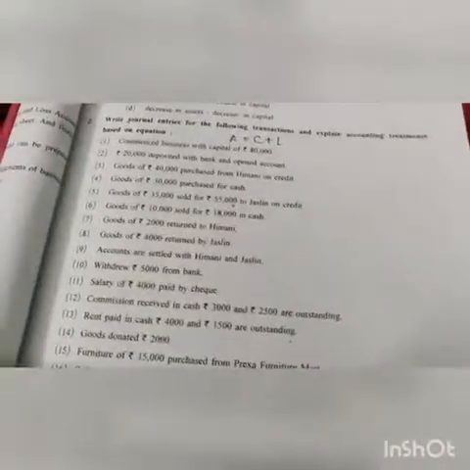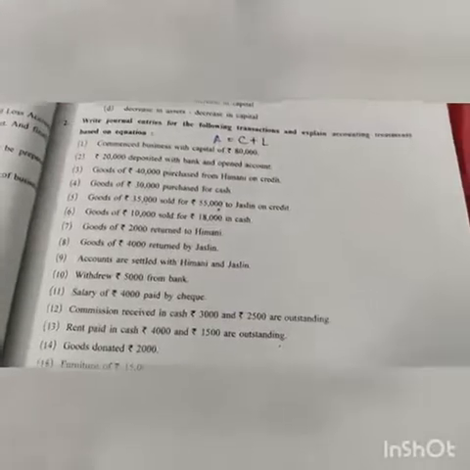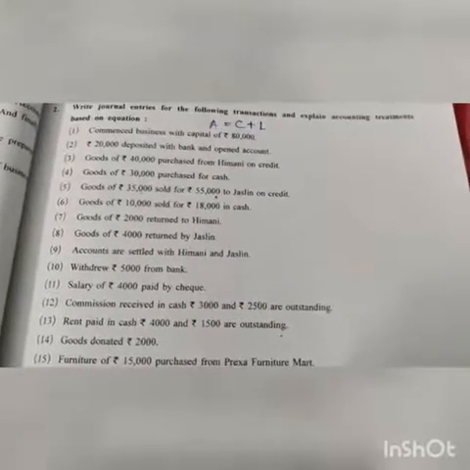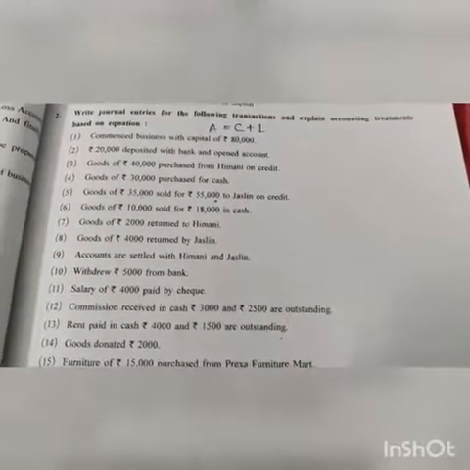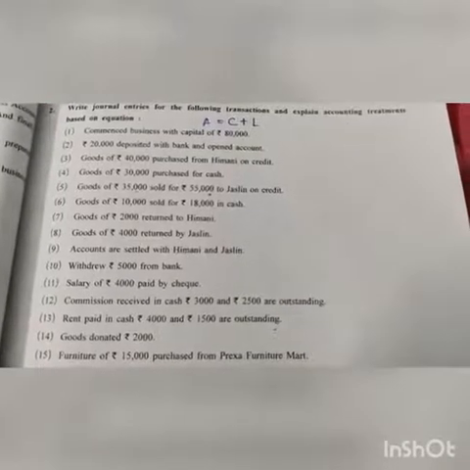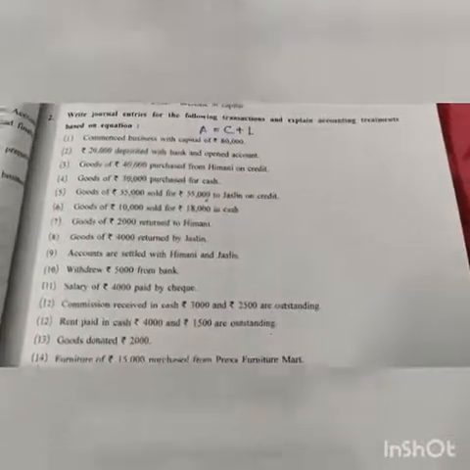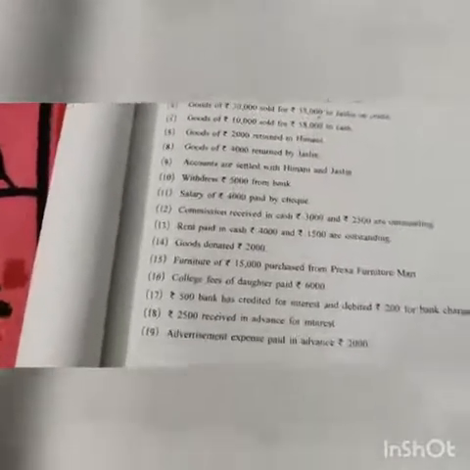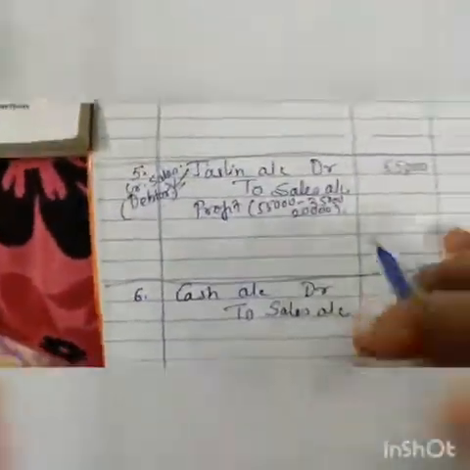Now we will move on to the next transaction. What is our next transaction? That is C. Goods of 4,000 returned by Jasleen. Now goods of 4,000 Jasleen is returning back to us. Clear? So now again we will go to Jasleen. What was the entry of Jasleen?